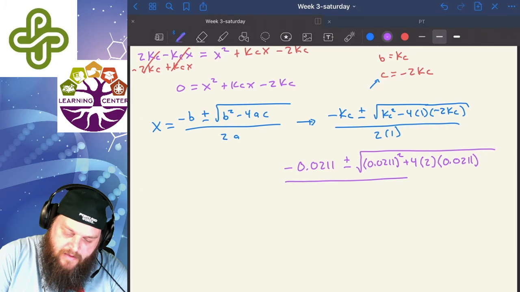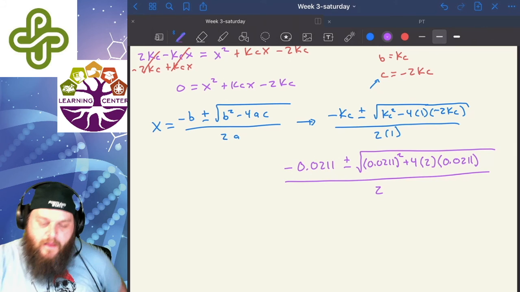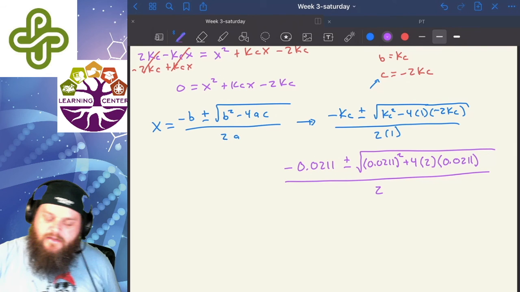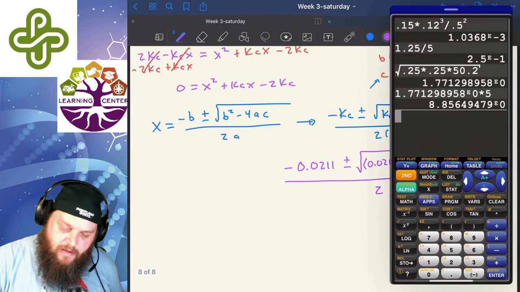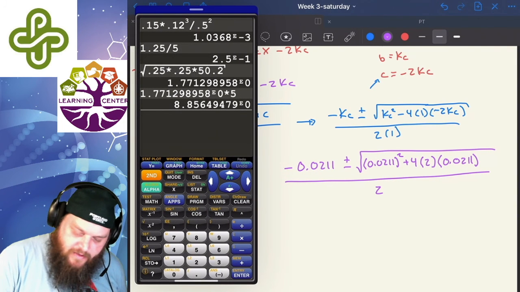And I'm going to divide that whole thing by 2. So let's start out. I'm going to do this in sections just to make it a little easier to follow, especially since you have that plus or minus in there still. We need to make sure that we can utilize that properly.